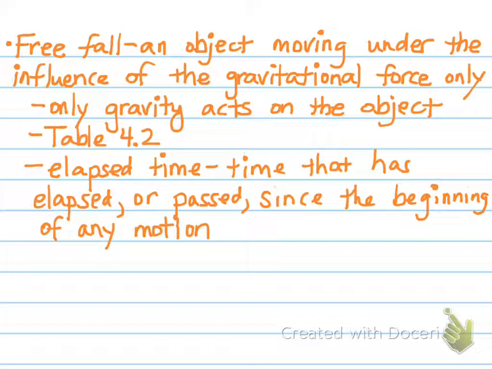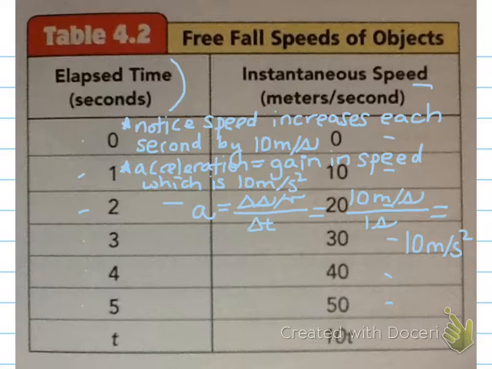So we want to take a look at one thing that we notice at the end of this graph here: our instantaneous speed is equal to 10 times t. The 10 comes from the fact that that is the acceleration due to gravity. So we could say that that's a times t, okay?